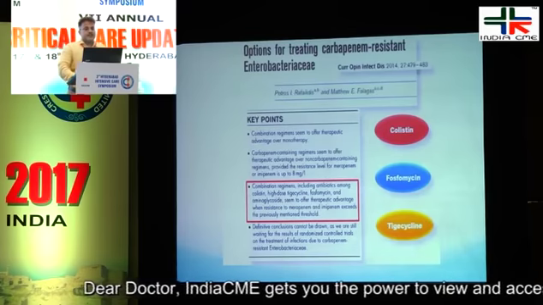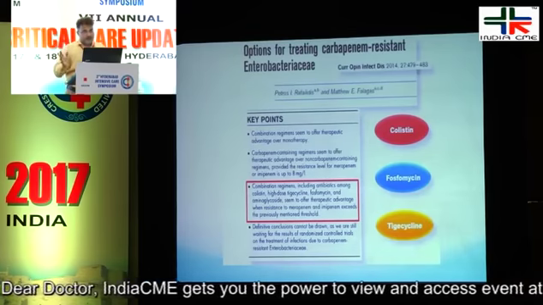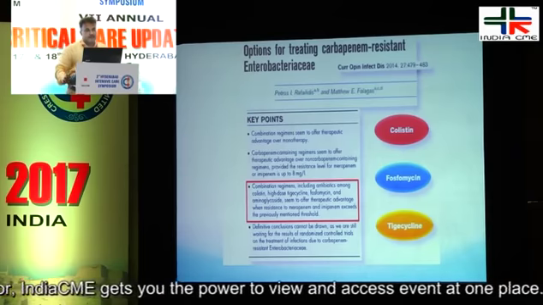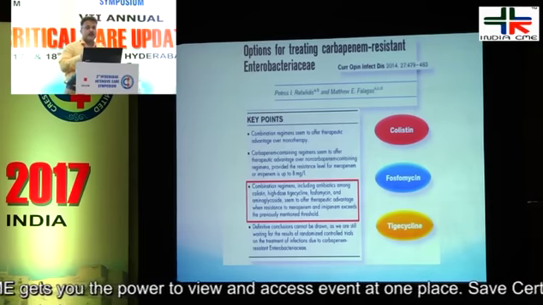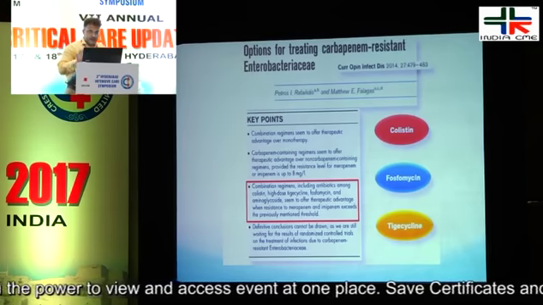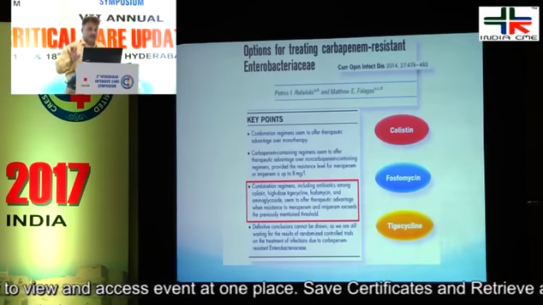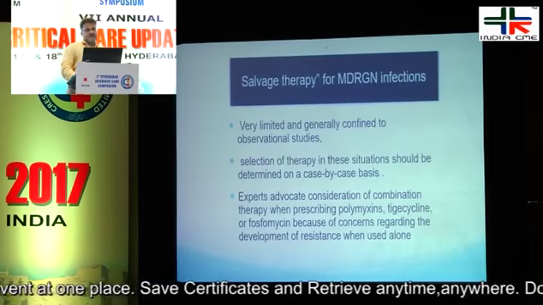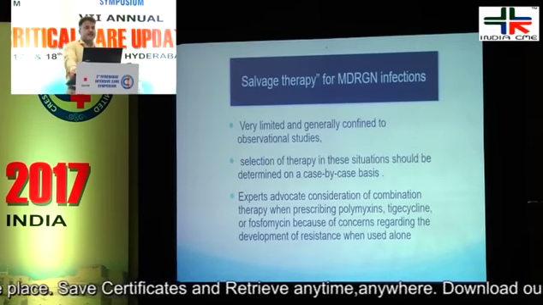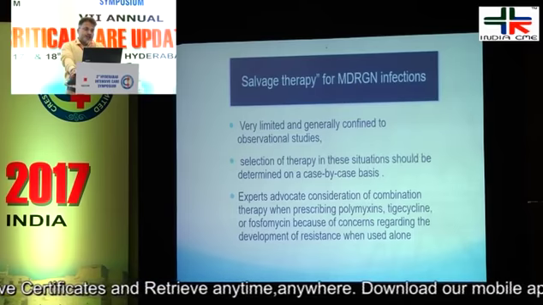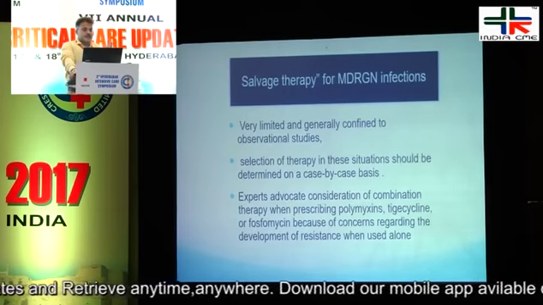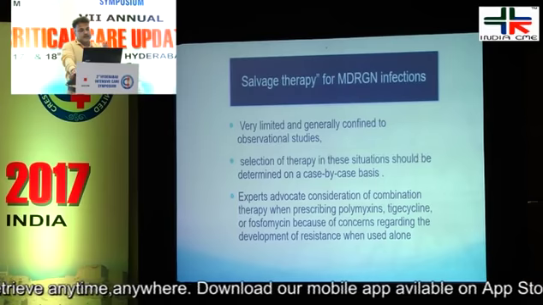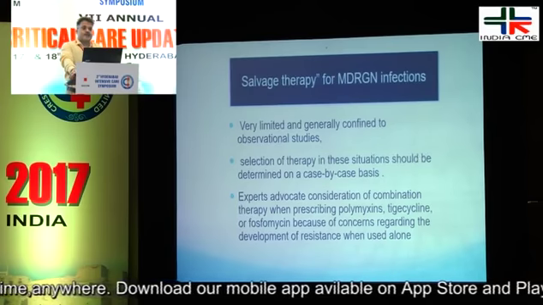For carbapenem-resistant Enterobacteriaceae, we have talked in detail about combining fosfomycin and colistin, and that's why all the review articles are favorable. But nobody has a definite trial to say that. As far as salvage therapy of multi-drug resistant infection is concerned, there are very limited observational studies, but everybody advocates consideration of a combination of 2 antibiotics.